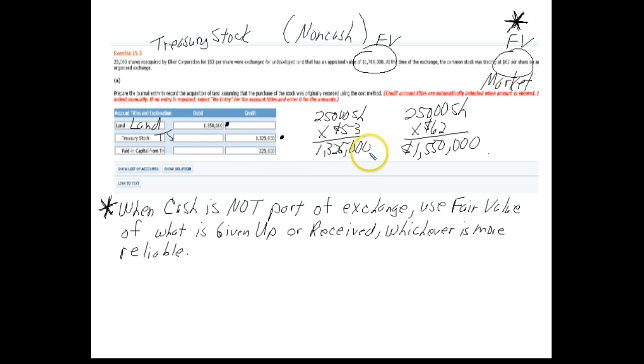And then the difference is, seems like a gain, $225,000, and I'll put it in quotes, gain, but we can't actually have gains on Treasury stock because it's not an asset. It's a contra stockholders' equity account. So this gain goes into the paid-in capital for Treasury stock account.